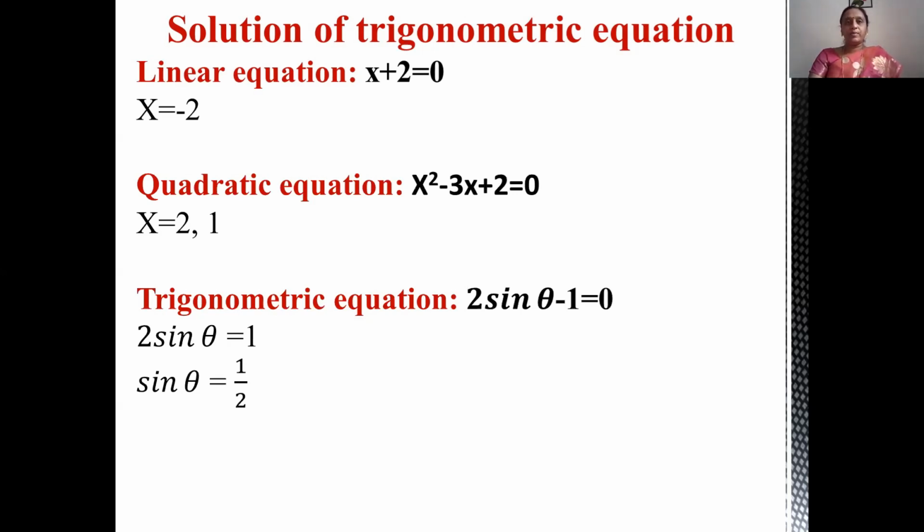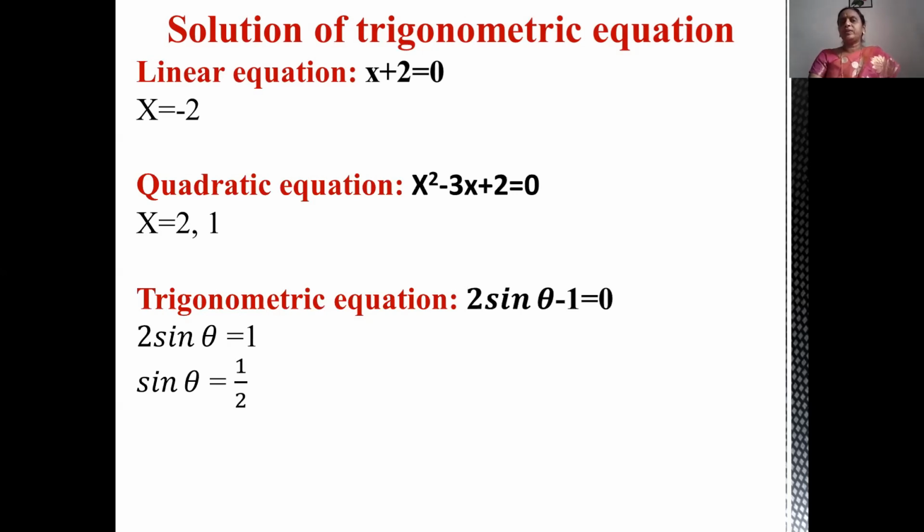Is this the solution of the trigonometric equation? Is the problem completed? No. We have to find the value of the variable. If we find the value of the variable, then that is the solution of the trigonometric equation. Means here we have to find the value of theta. Then that value of theta is the solution of the trigonometric equation.